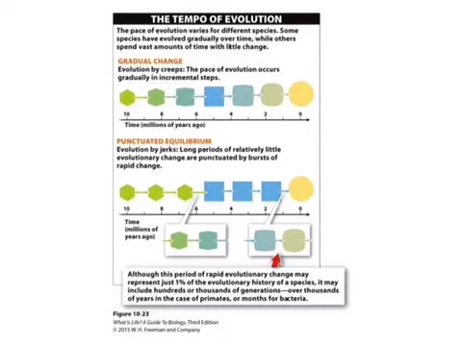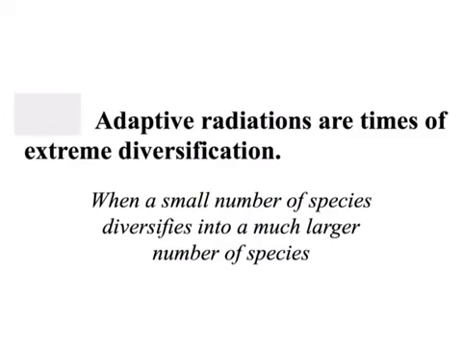We call this the punctuated equilibrium model. Adaptive radiations are times of extreme diversification, when small numbers of species change rapidly into much larger numbers of species. Adaptive radiations are an example of punctuated equilibrium, when one or few species radiate outward and differentiate very rapidly in evolutionary history.